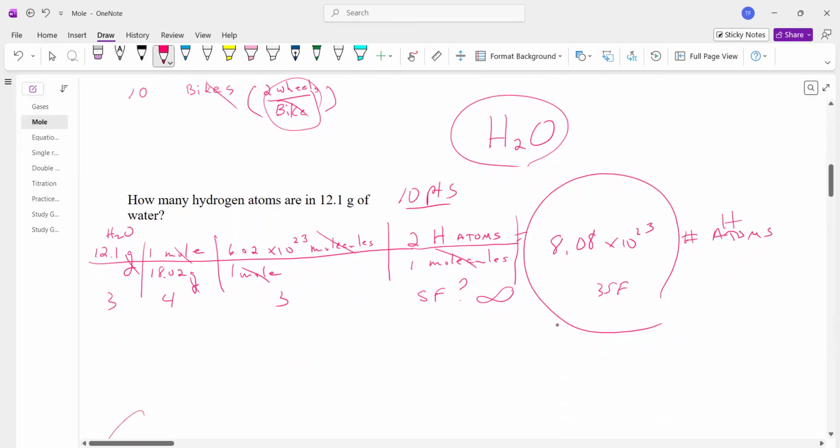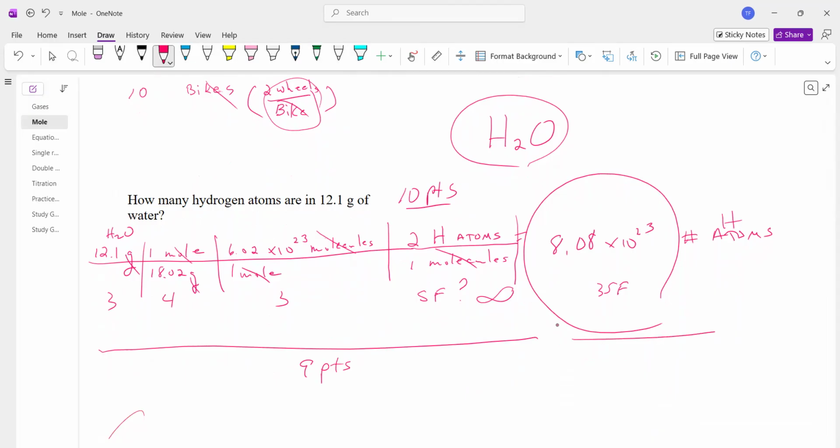Okay, say this problem's worth 10 points. That's 9 points. 1 point. Okay, 90% of the points goes to setup. So had I been a student taking my test and put on that wrong answer, I would have gone minus 1 for this problem. Because the setup is the important part.